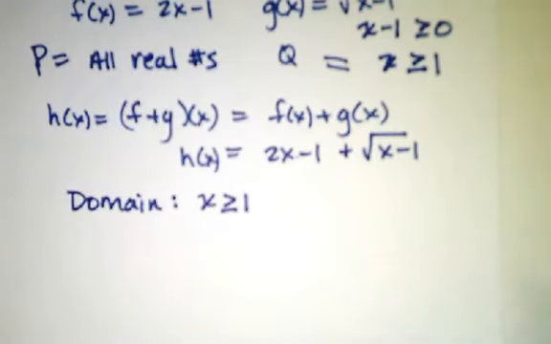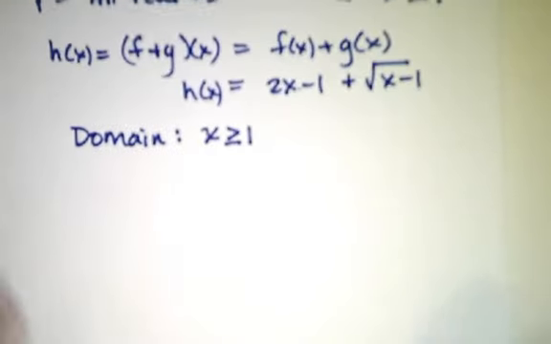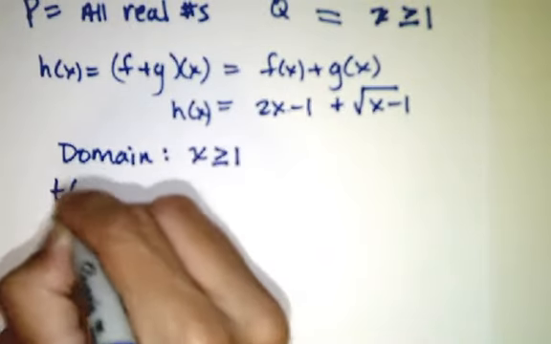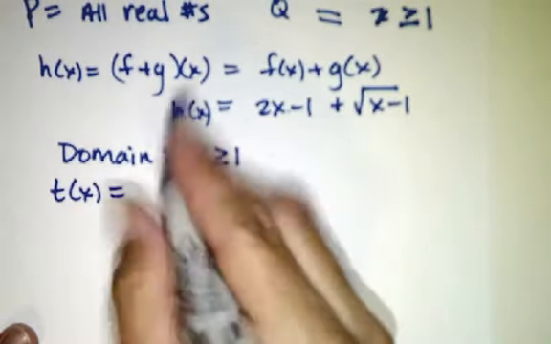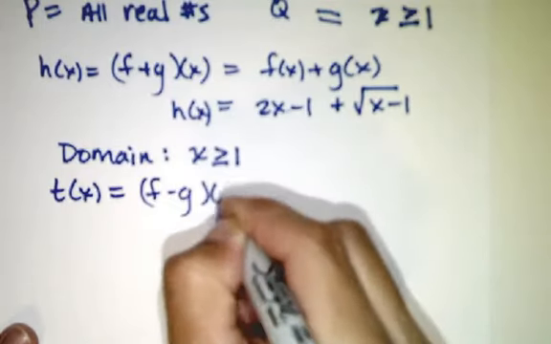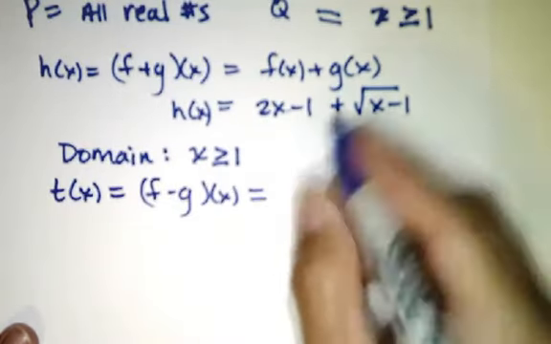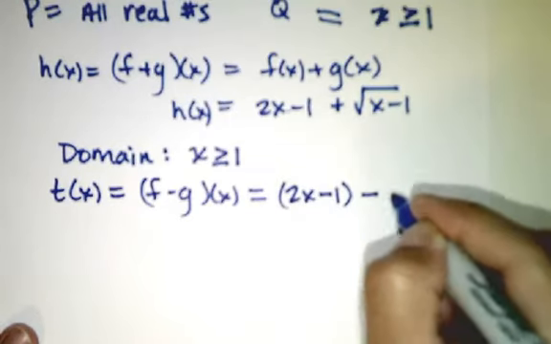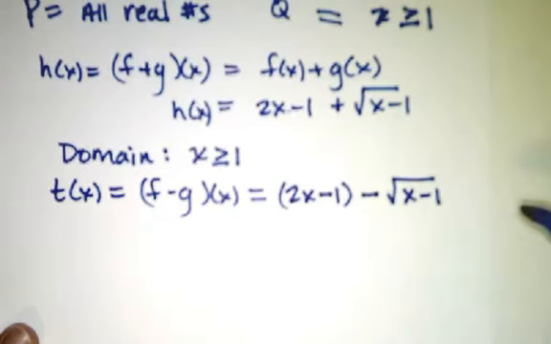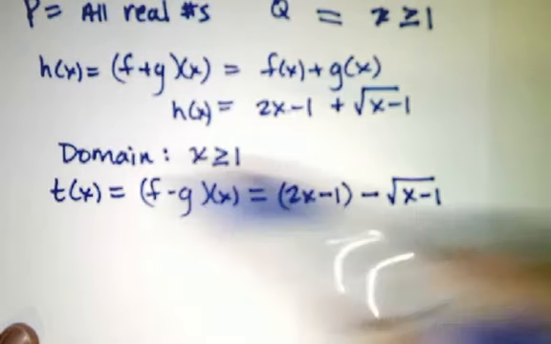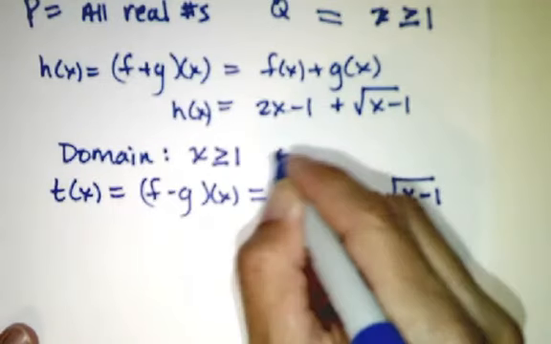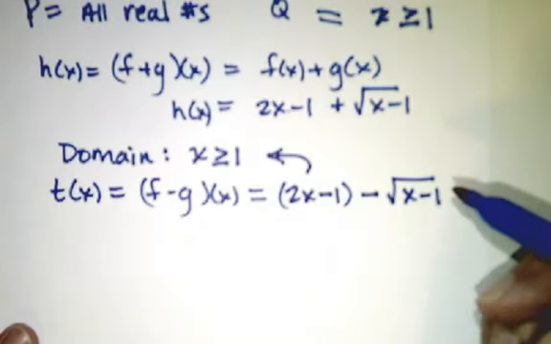Okay? Now let's define the difference of these two particular functions. So let's see if we can still keep that in view. So we'll say t of x is equal to f minus g of x, which is equal to 2x minus 1. So there's my f of x minus the square root of x minus 1. And there's my g of x. So t of x is equal to this function, and guess what? The domain is also x greater than or equal to 1.